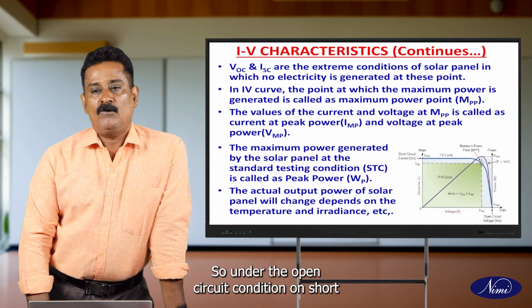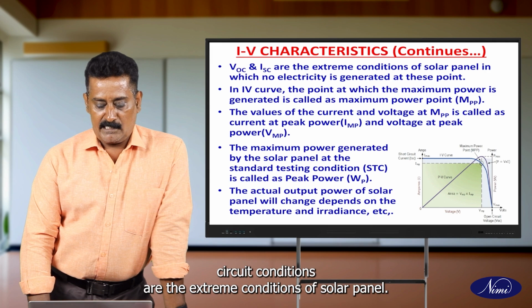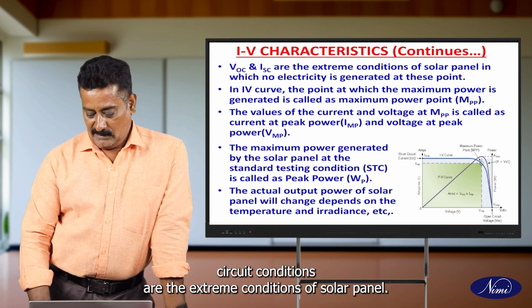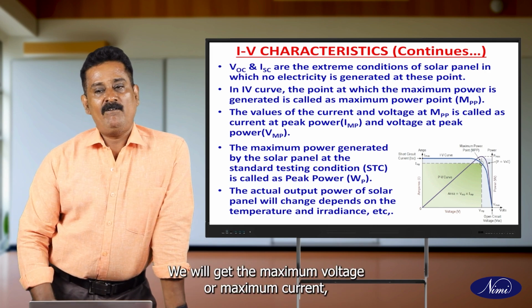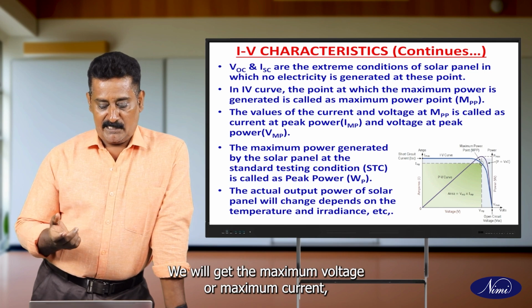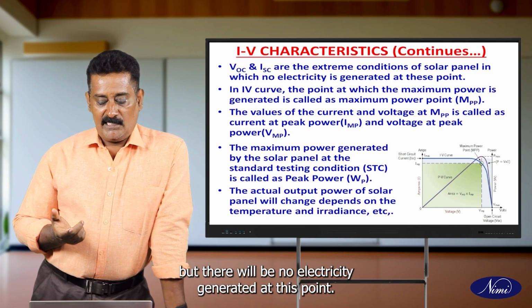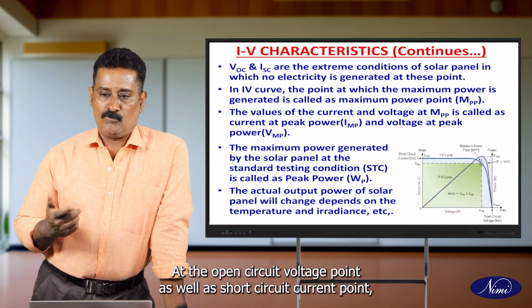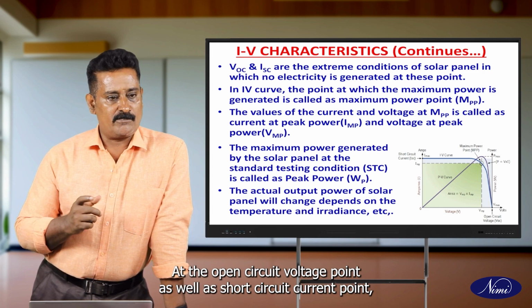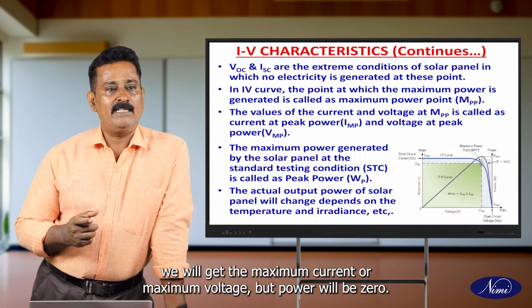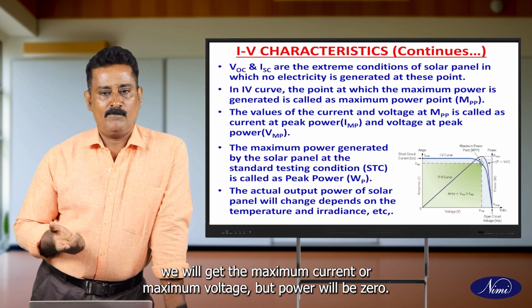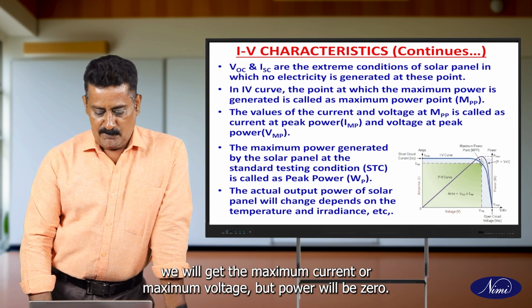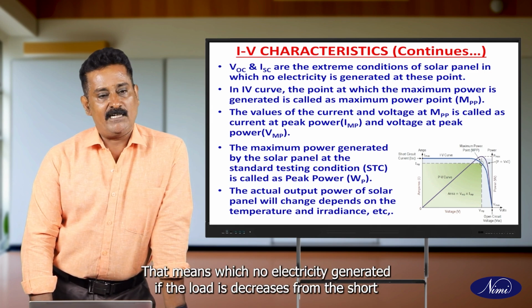So, the open circuit and short circuit conditions are the extreme conditions of the solar panel. We will get the maximum voltage or maximum current, but there will be no electricity generated at this point. At the open circuit voltage point as well as the short circuit current point, we get maximum voltage or maximum current, but power will be 0. That means no electricity is generated.